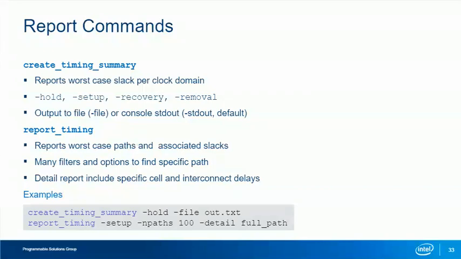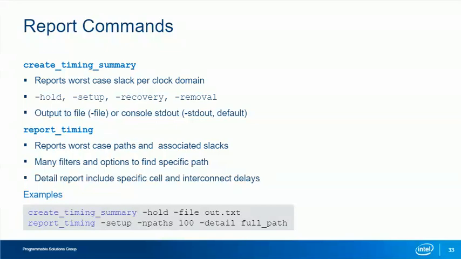The report_timing command is used to generate detailed reports on specific worst-case paths. You can also create reports for setup, hold, recovery, or removal, but you have many more options for filtering your results by clock domain, by node name, and so forth. With the report_timing command, you're able to see detailed path delay information for each node and interconnect that the specific path goes through. As an example here, the first create_timing_summary command will create a hold time summary report and write it out to the file out.txt.